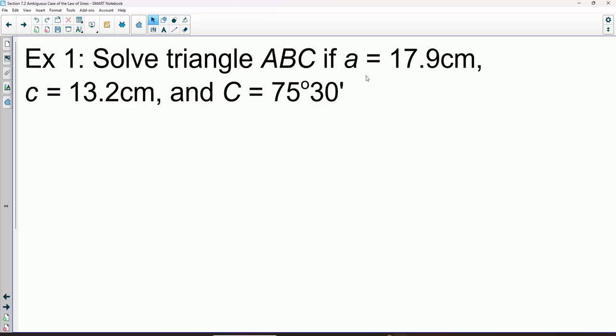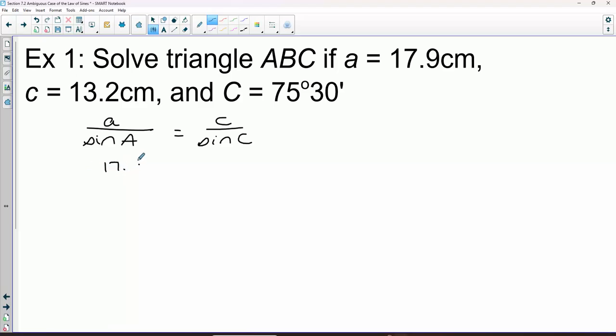Right now I have information about A and C. So if I'm going to use the law of sines, we would be doing A over sine A equals C over sine C. So A is 17.9. I don't know angle A. Side C, 13.2. Sine 75 degrees, 30 minutes.